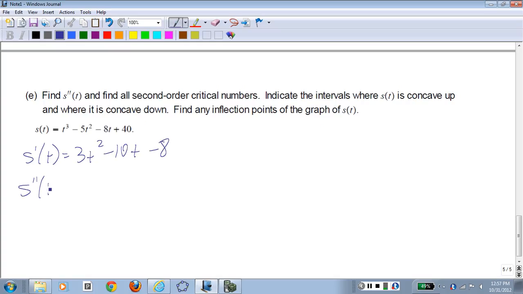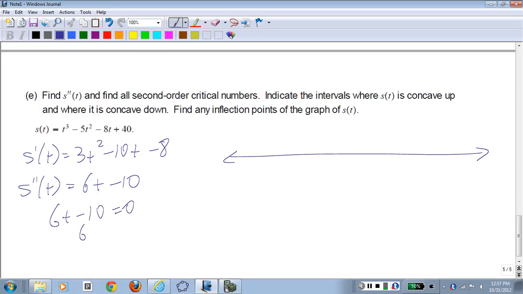S double prime of t equals 6t minus 10. So there's the second derivative, and we have one second order critical number. What is the one second order critical number? 10 over 6, or 5 over 3. No, something like that. There it is. So 5/3.